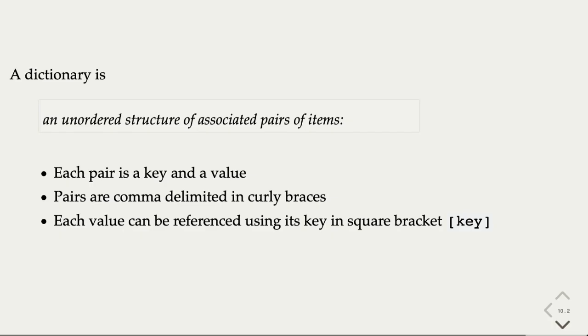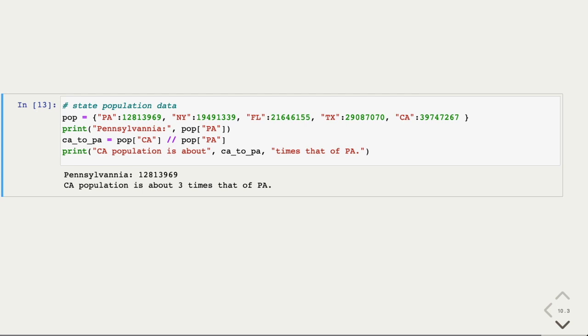A dictionary is an unordered structure of associated pairs of items. Each pair contains a key and a value. Pairs are comma delimited in curly braces. Each value can be referenced using the key in the square brackets. A dictionary is very useful and highly efficient to keep track of data associated with unique identifiers. The example here keeps state population data, and you can quickly look it up using a two-letter unique state name.